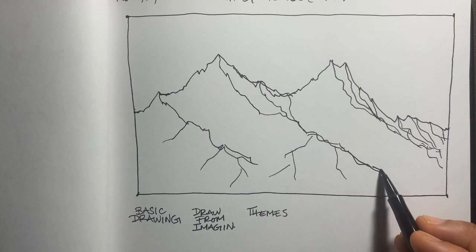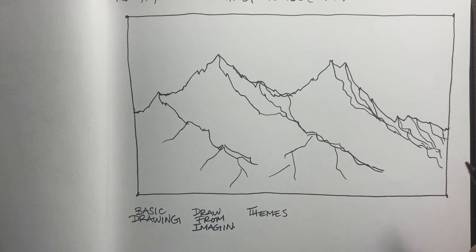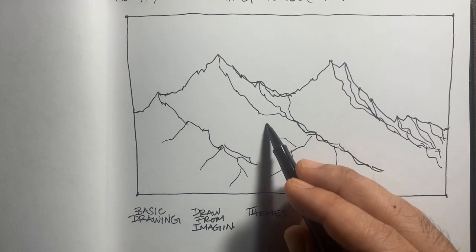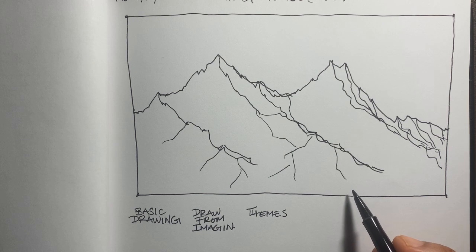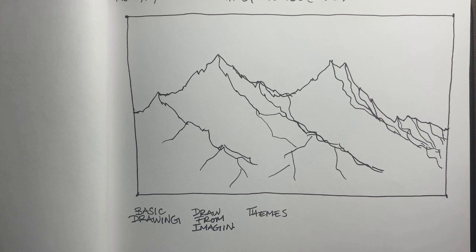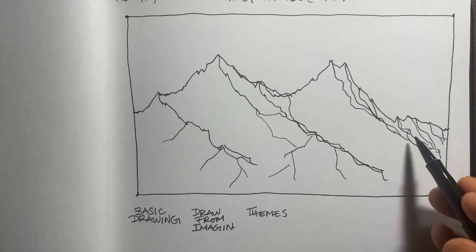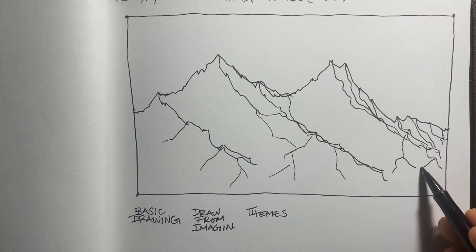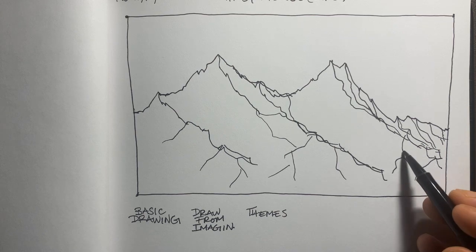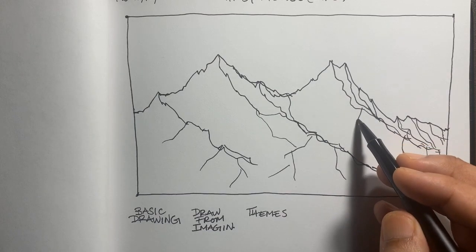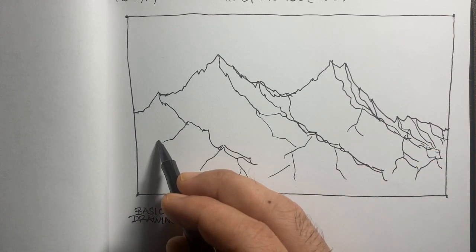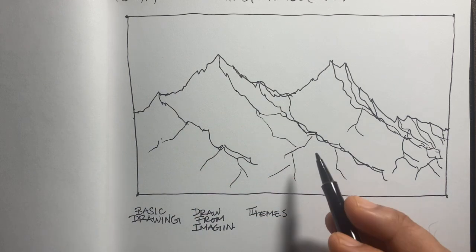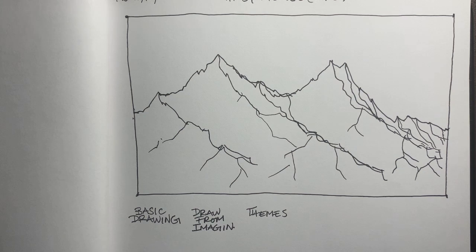So part of this is basic drawing. It's drawing from imagination. You're just kind of making this up. You're not looking at anything. Part of it is the theme, meaning like the symbolism involved. And theme doesn't have to be complicated. It could just be like a recurring interest. So that's like the first sketch of the mountain here.